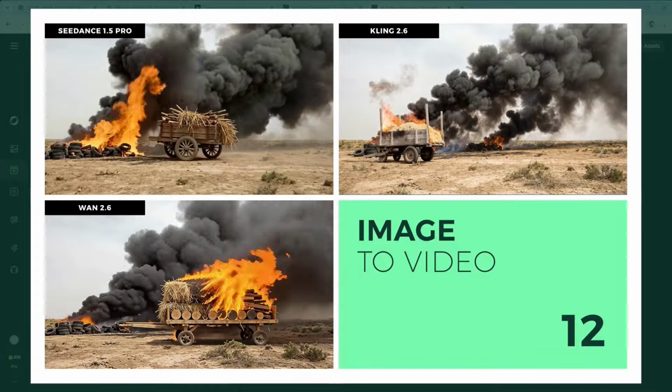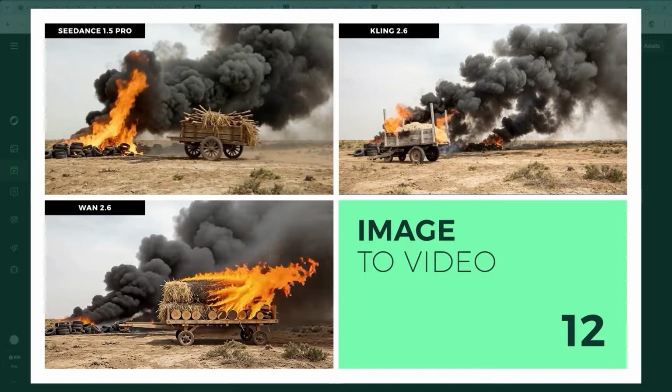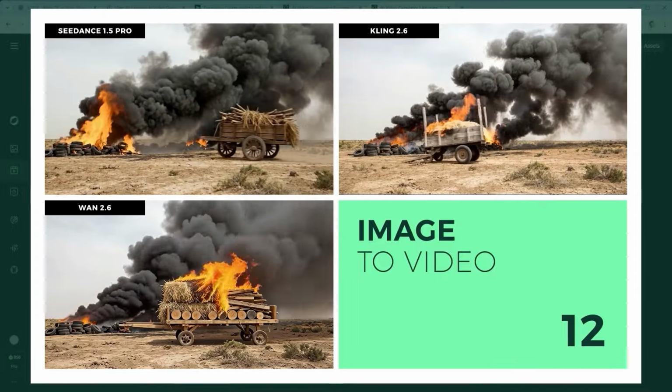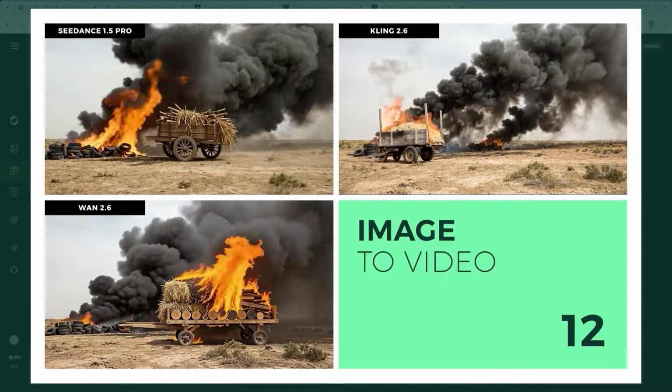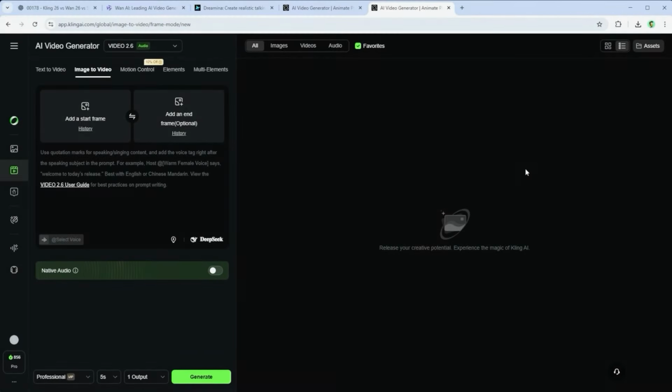Wan 2.6 again goes for time-lapse mode, paired with a rather odd take on how fire works on wooden surfaces. Seedance Pro adds a bit more drama through the intensity of the flames, which gives the scene more weight, even if it doesn't fully follow the original prompt.